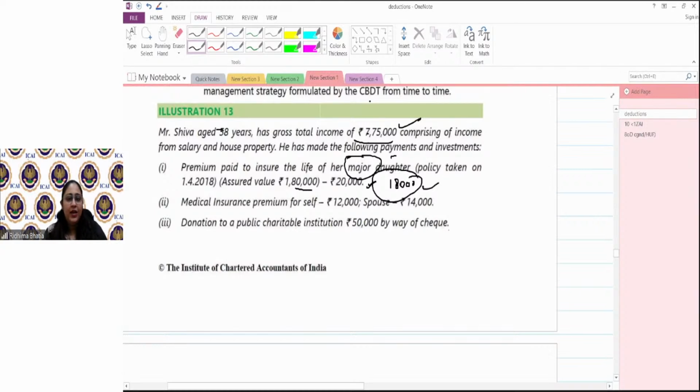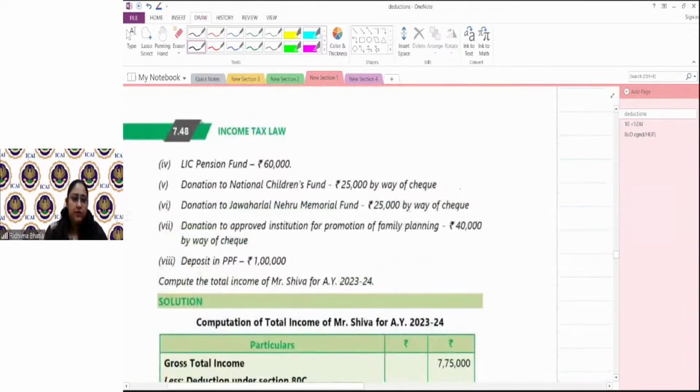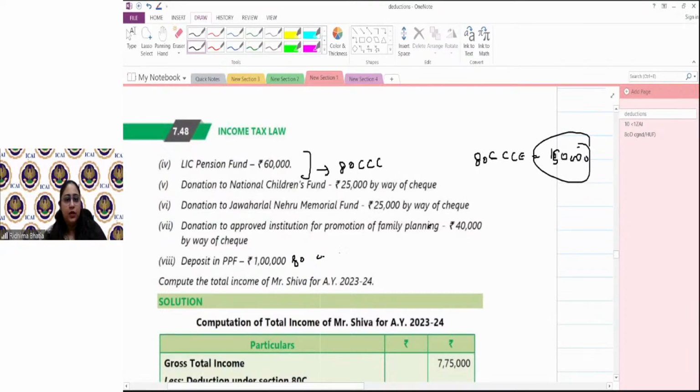Then 1 lakh of PPF, which I saw below. Here PPF comes in 80C. Very good. Total in 80C, 1,18,000 has come. Then this LIC pension fund goes under 80CCC and you have to write it in 80CCC. But what is the problem, friends? 1,18,000 plus 60 goes to 178. So in 80C, with the 80CCE condition applied, the maximum allowed would be 1,50,000. Okay? This is clear.